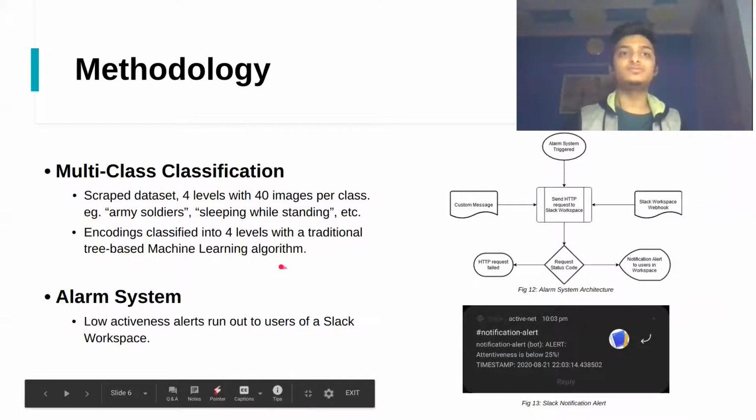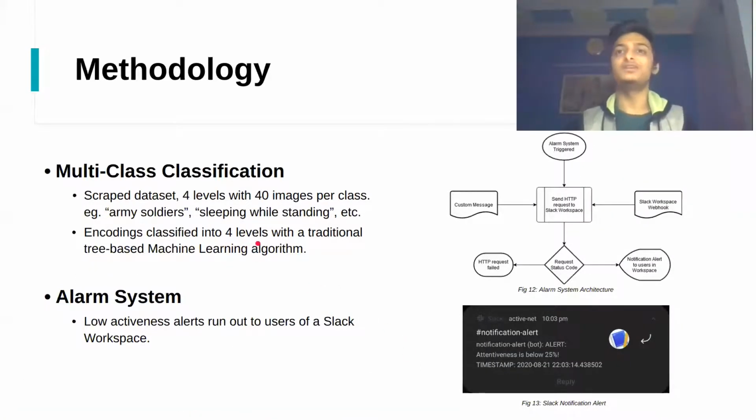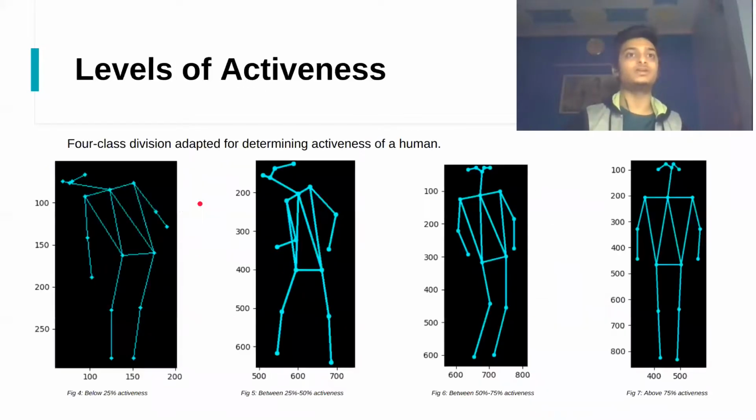So those encodings are basically classified into four levels using a traditional tree-based machine learning algorithm. What are those four levels? We define those four levels actually with a self-scraped dataset. We scraped a dataset off the internet. Let me just quickly tell you the levels of activeness which we have. So we use a four-class division adapted for determining levels of activeness of a human. So this is level 1, this is level 2, this is level 3, and this is level 4.